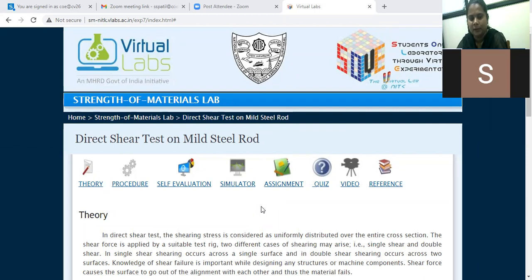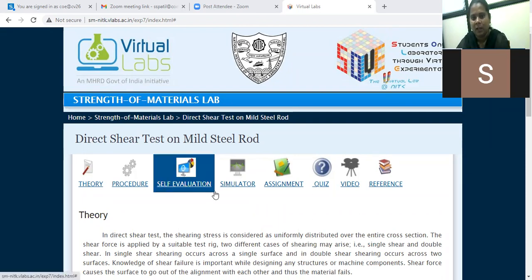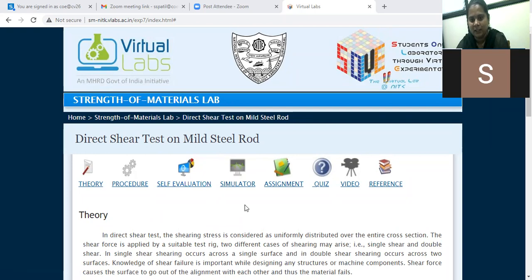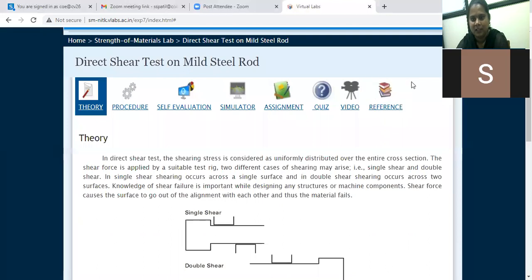In the last virtual lab lecture, we studied how to perform a compression test on mild steel. Today we will also see one virtual lab, that is, how to perform a direct shear test on a mild steel rod. For this practical, first we will see the theory related to this practical.